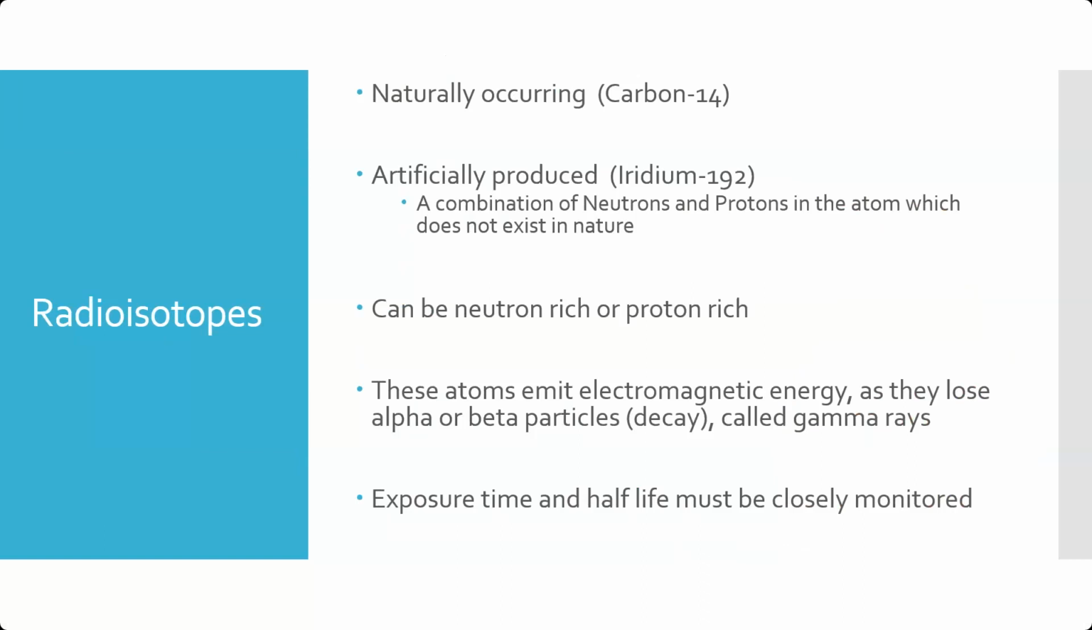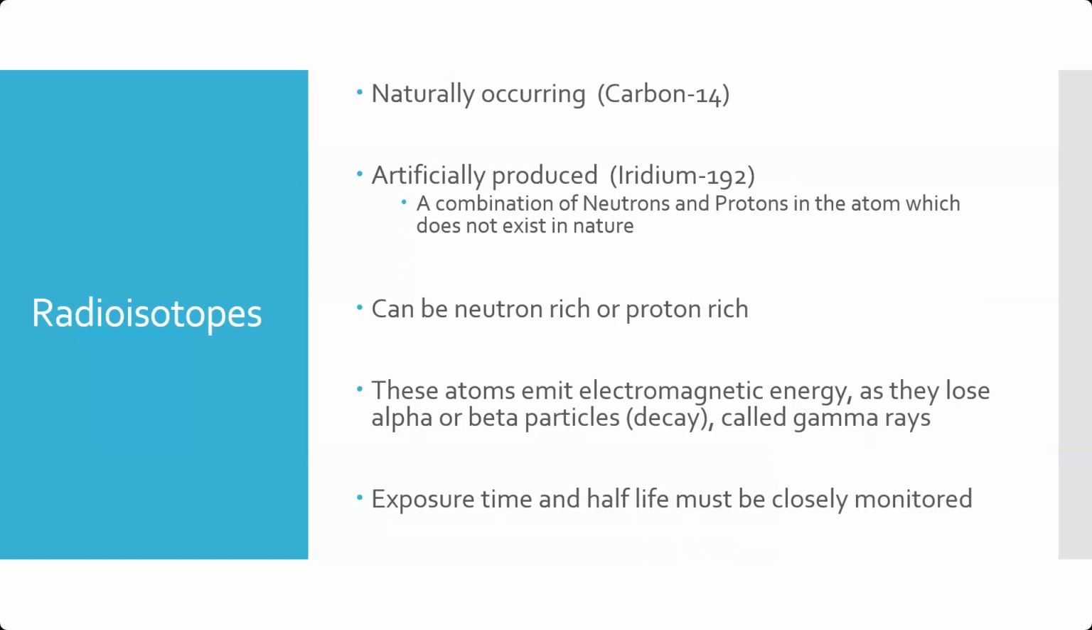The iridium-192 I talked about is an unstable isotope of iridium, and it doesn't exist in nature. So it has to be man-made in something like a particle accelerator or a cyclotron. So it's a combination of neutrons and protons in the atom that doesn't exist. You can have sources that are neutron-rich or proton-rich, too many neutrons or too many protons. And as they lose those particles, those alpha and beta particles, at the same time that causes that wave, that gamma radiation, that gamma wave to be given off.